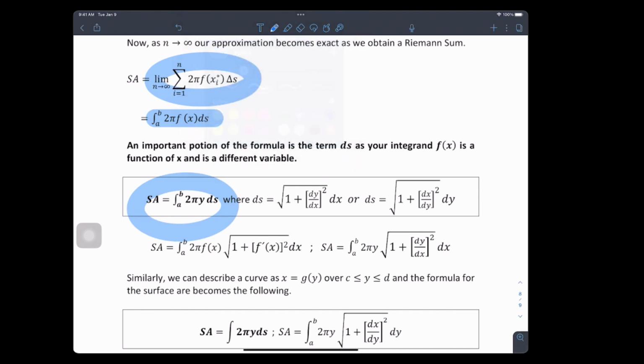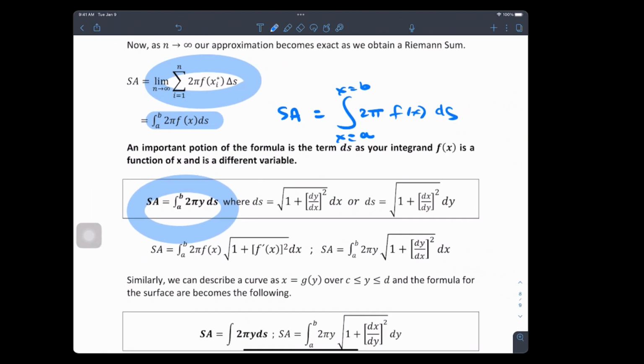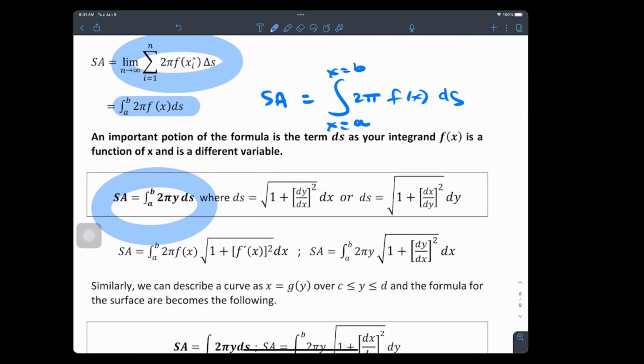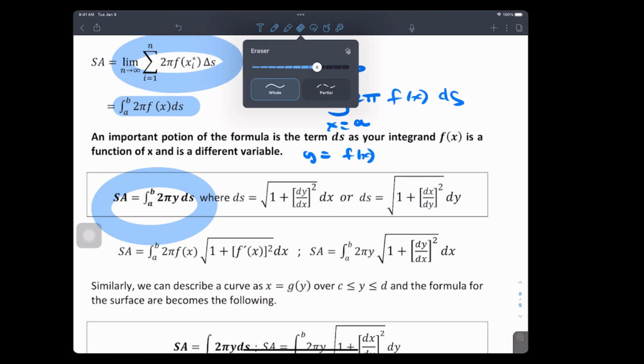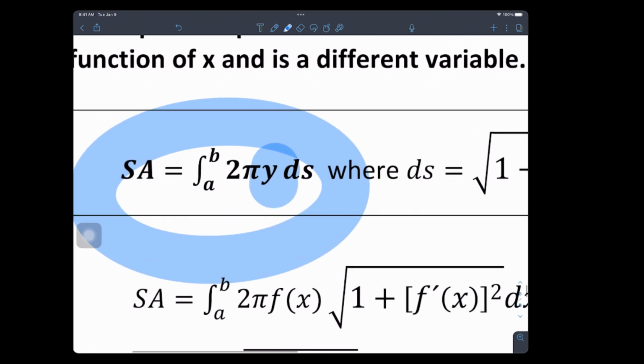Okay, so what I've proven here for you guys is that surface area goes from x equals a to x equals b, 2 pi f of x, that's my r, and this is my h, ds. This is ds. That's what I'm showing right here, but the devil is in the details. Your y here is f of x. Let me emphasize what y is. y is f of x. That goes right in your surface area formula. 2 pi, f of x, or you can use y.